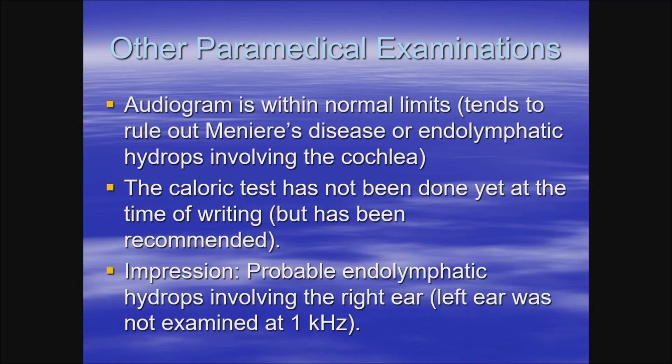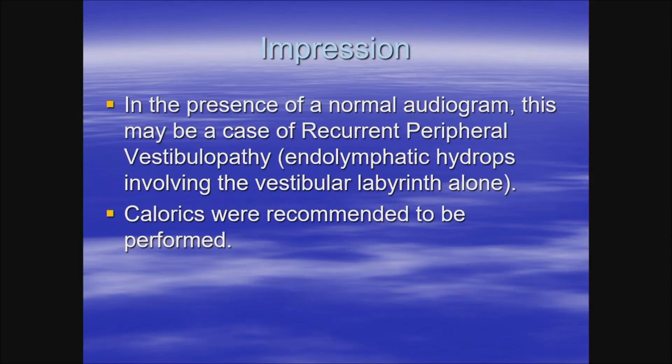So the possibility that we have endolymphatic hydrops not involving the cochlea, the audiogram is normal, but endolymphatic hydrops involving the vestibular labyrinth. And this is something that has been described recently in some recent papers and has been called recurrent peripheral vestibulopathy to differentiate it from Meniere's disease. In other words, the possibility that you may have patients, and this was helped with the use of vestibular evoked myogenic potentials in this case, that you may have a patient with endolymphatic hydrops, but involving the vestibular labyrinth and not the cochlea.